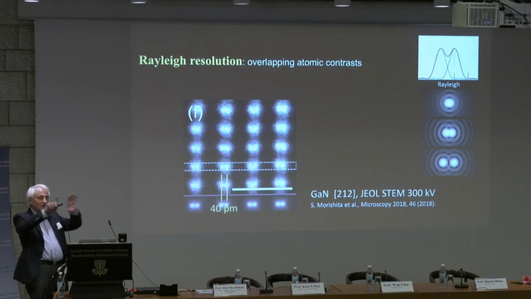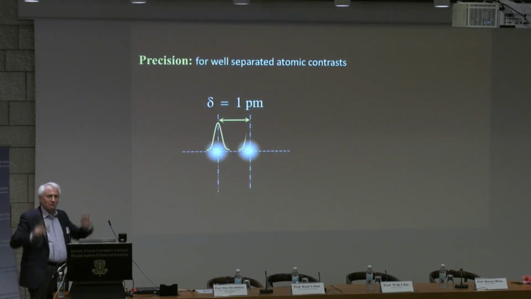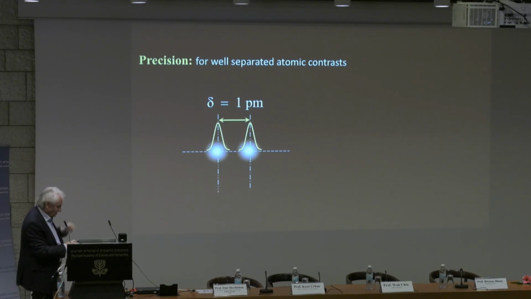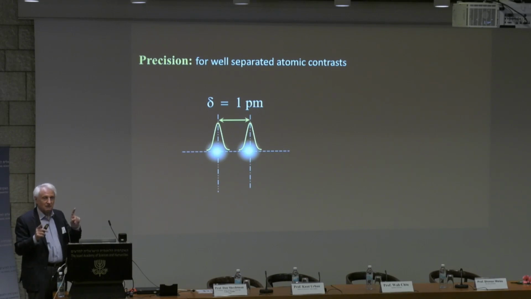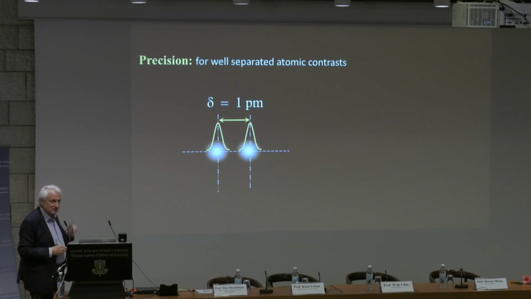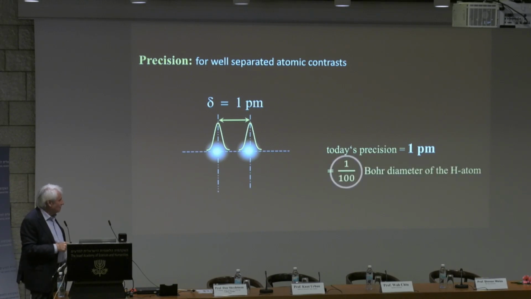But as soon as you have your atomic contrast separated, what counts is no longer resolution. It's precision. That means you have two atomic maxima, and you now measure, for instance, the separation between these two, well separated. Then what counts is not the resolution, but the precision with which you can measure the maximum in these atomic contrasts. And this precision is an extraordinary number. It's 1 picometer. That means we can measure shifts of atoms in the order of a picometer. And this is extraordinary, last not least, because 1 picometer is just 1/100th of the Bohr diameter of the smallest of all atoms, the hydrogen atom. So that marks the state of the art today.